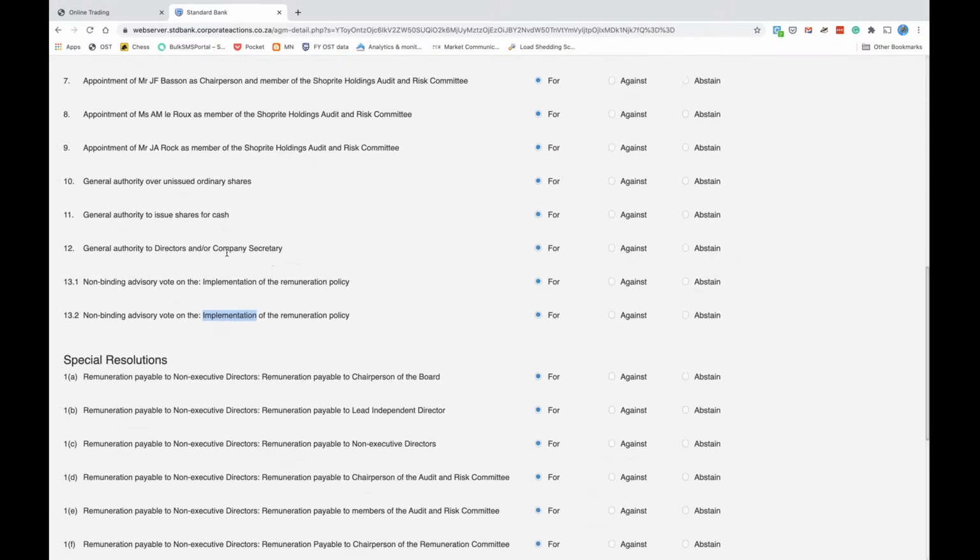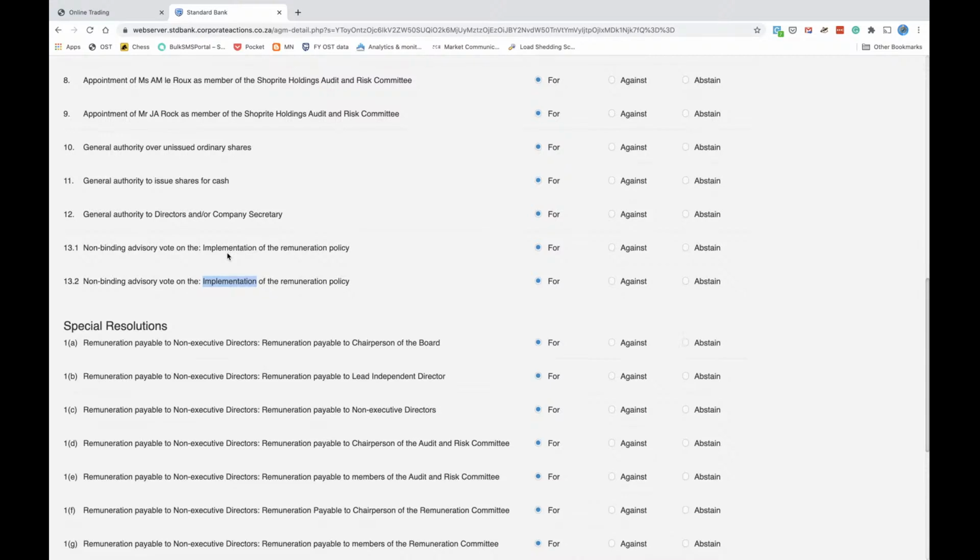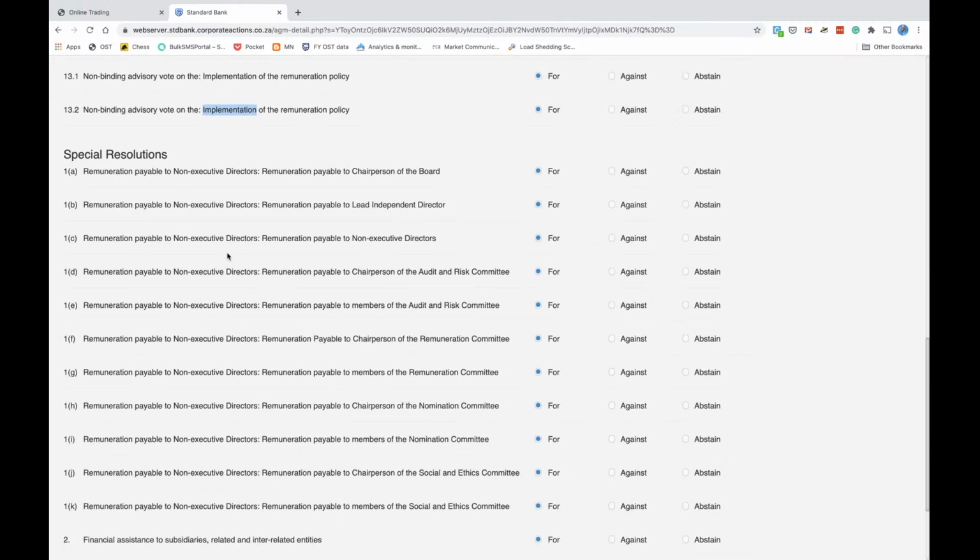Issue shares for cash, sure. General authority, non-binding on enumeration policy. So I went and had a gander at the enumeration policy and what everyone's earned, and I'm comfortable with that. So I'll vote in favor of those.